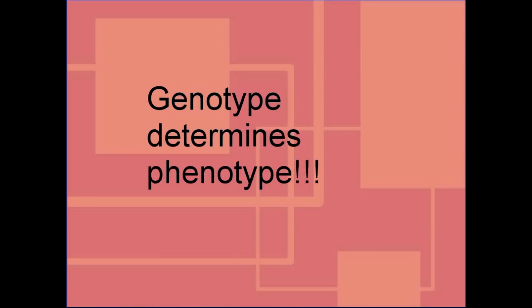When making Punnett squares, I always want you to remember that whatever genotype you receive, that is how you're going to determine the phenotype. Now I want you to take a few minutes and watch this animation on how to do Punnett squares, and it gives you a perfect example of how Mendel did his Punnett squares.